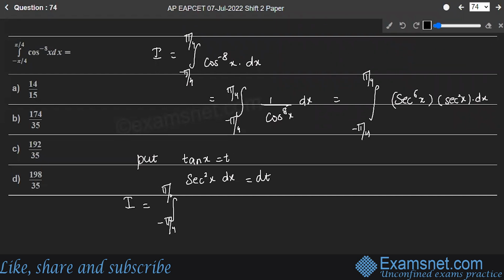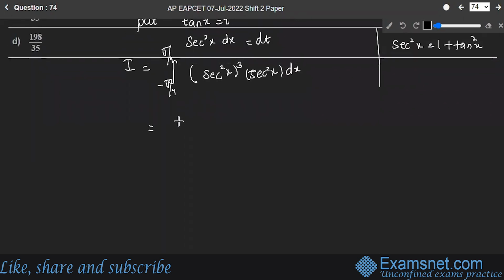from minus pi by 4 to pi by 4. Now, secant raised to power 6 x can be written as secant raised to power 2 x whole cube into secant square x dx. Now you can write secant square x as 1 plus tan square x. You know this identity. So all I need to do is change x into t. So this can be written as 1 plus t square whole raised to power 3 into dt, right? Hope this is clear till here.